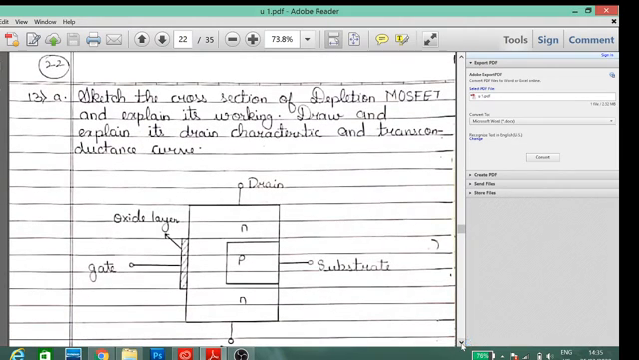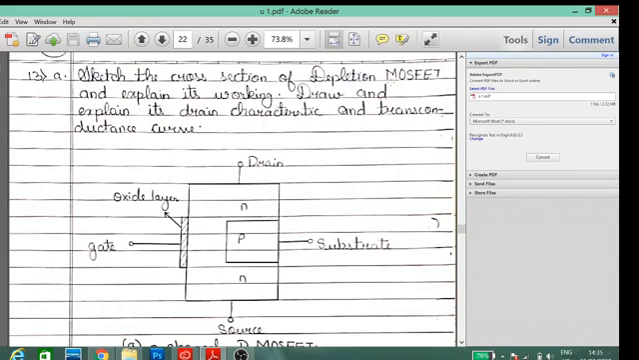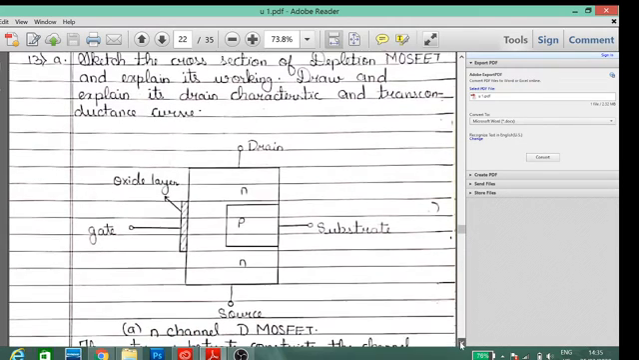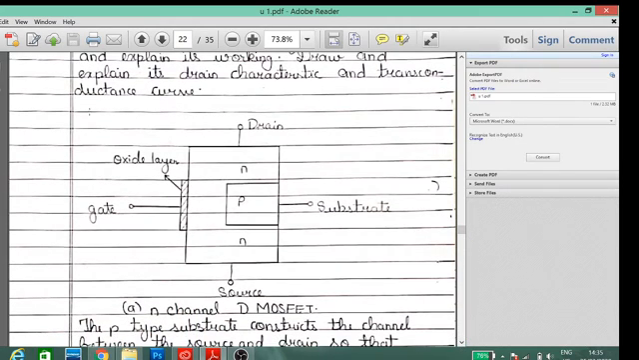Sketch the cross section of a depletion MOSFET and explain its working. Draw and explain its drain characteristic and transconductance curve. Now, MOSFET: metal oxide semiconductor field effect transistor. We will draw a schematic diagram of that. You can see.